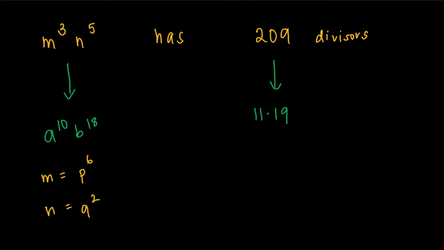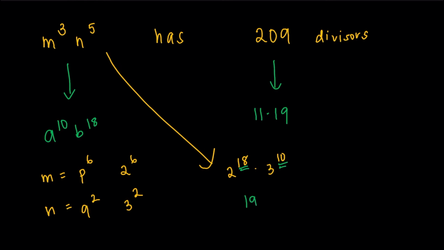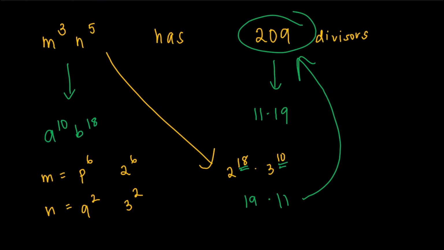Now, I could also try actual values of p and q, if you're a little bit paranoid about me using variables here. If m equals 2 raised to 6 and n equals 3 squared, then m cubed n to the fifth is essentially going to become 2 raised to 18 times 3 raised to 10. That's the prime factorization. Taking the exponents and adding 1 to each, we get 19 and 11, and there we go, 209 it is. So whether you want to use p and q, or actual numbers, both will work.